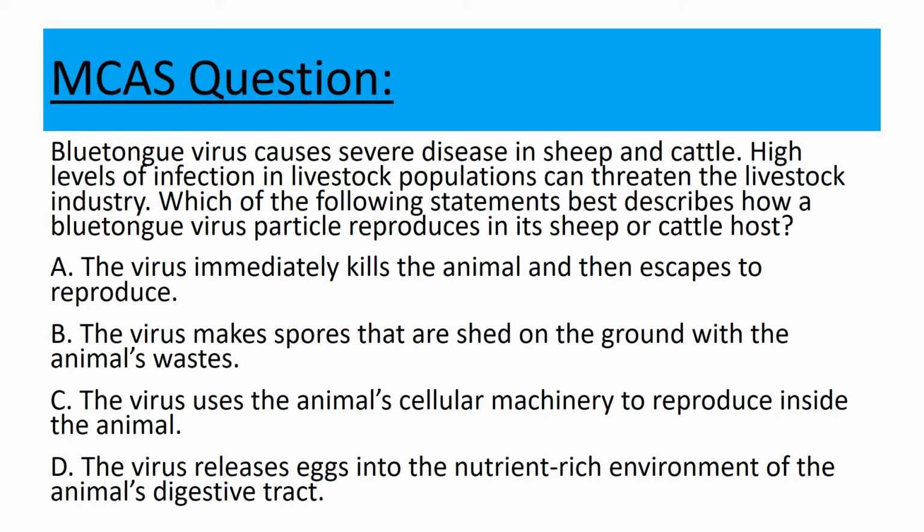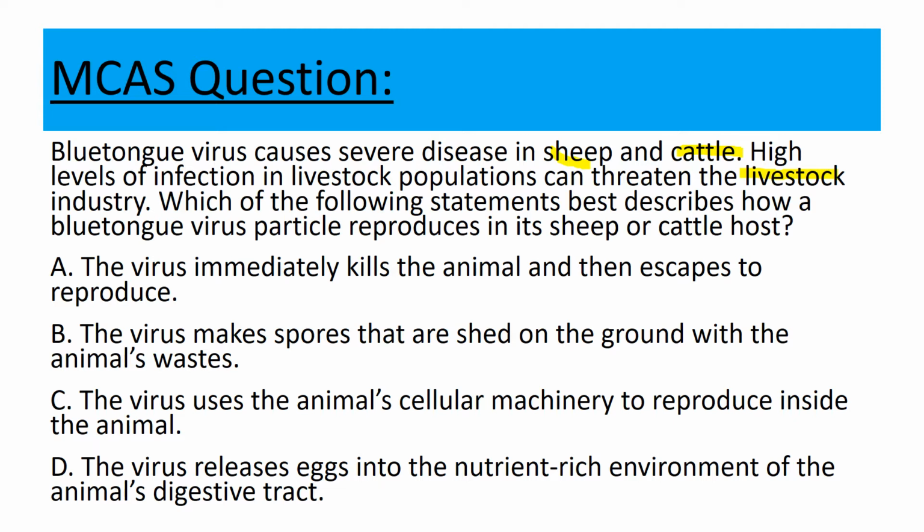Blue tongue virus causes severe disease in sheep and cattle. High levels of infection in livestock populations can threaten the livestock industry. Livestock, that just means farm animals. The sheep and the cattle, that's the livestock they're talking about. Which of the following statements best describes how a blue tongue virus particle reproduces in its sheep or cattle host?